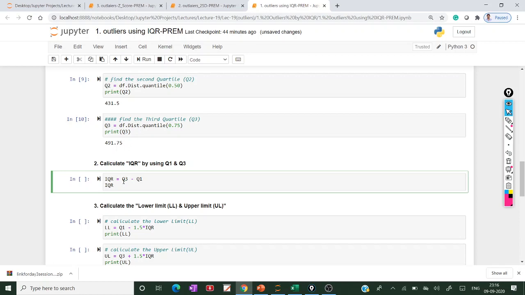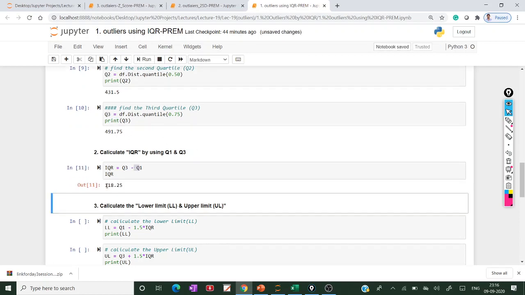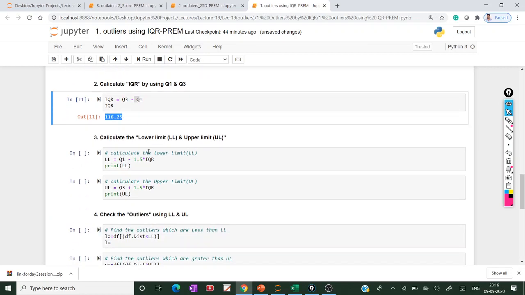The second step is to calculate the IQR. IQR means quantile 3 minus quantile 1. So you get the IQR, and the IQR value is 118.25.